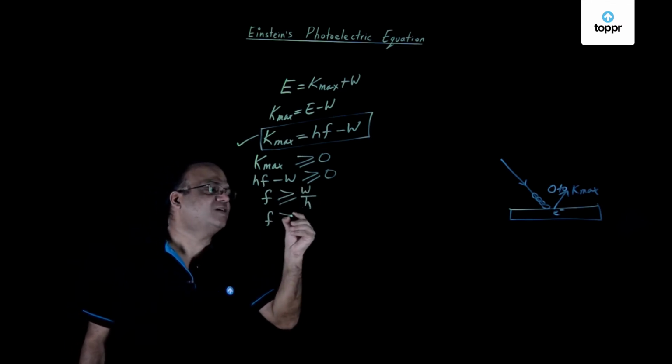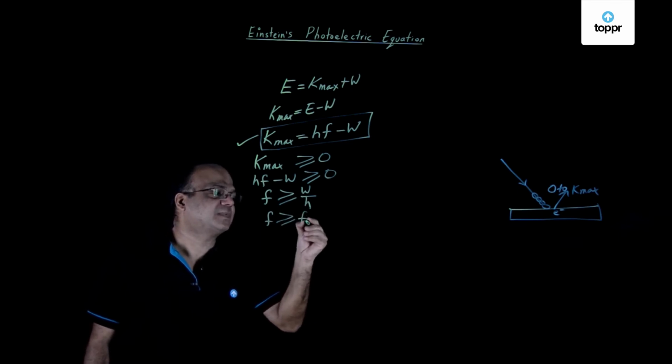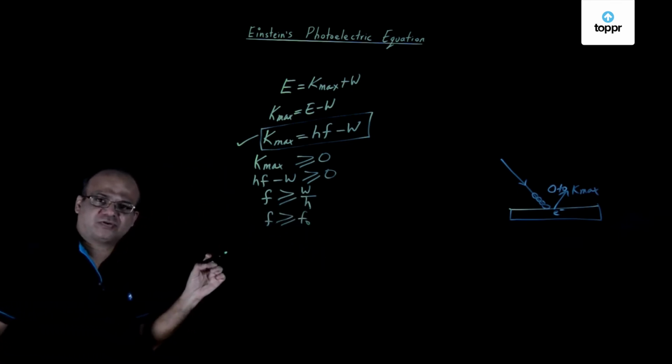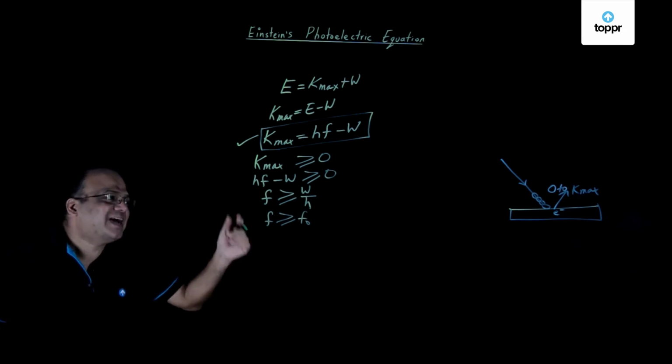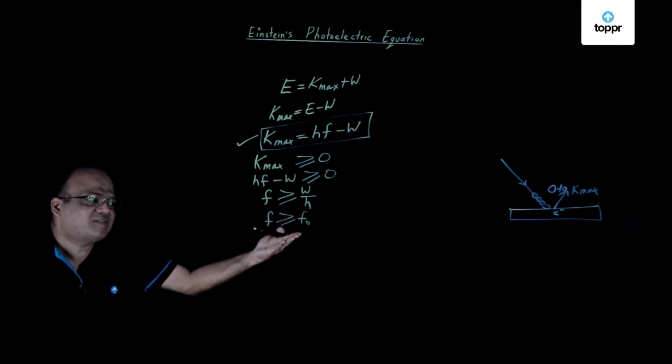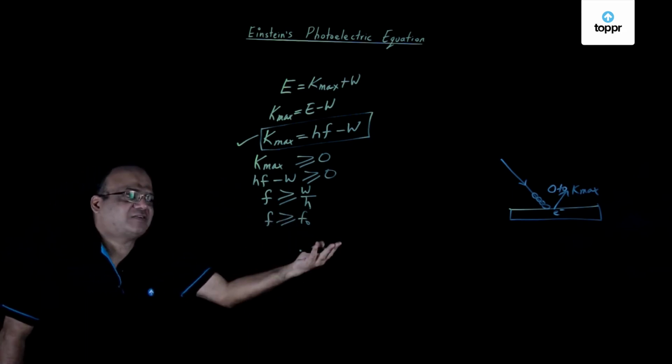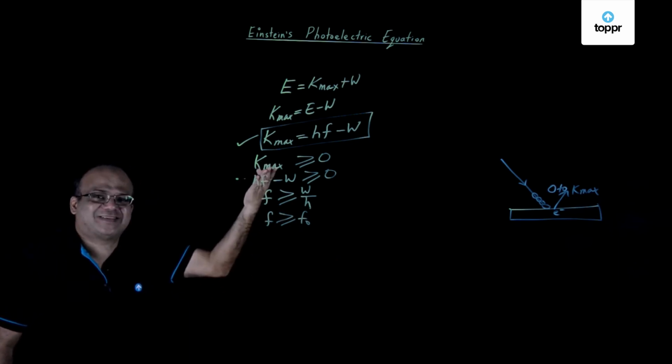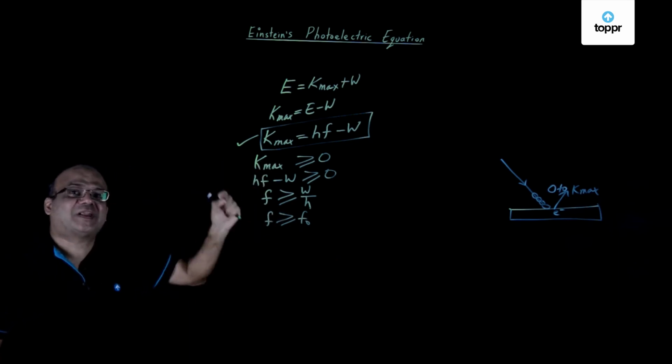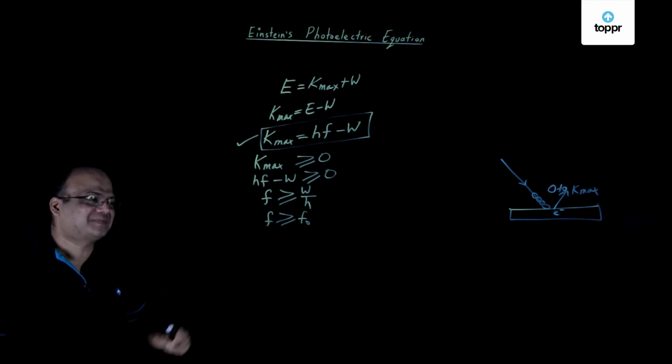That we call the threshold frequency. So for the electron to come out, the frequency of light has to be more than the threshold frequency. If f is less than f0, the electron cannot come out as per this, and that matches experimental observations. Right? Simple.